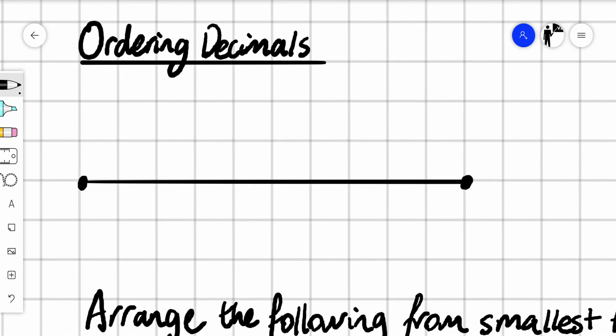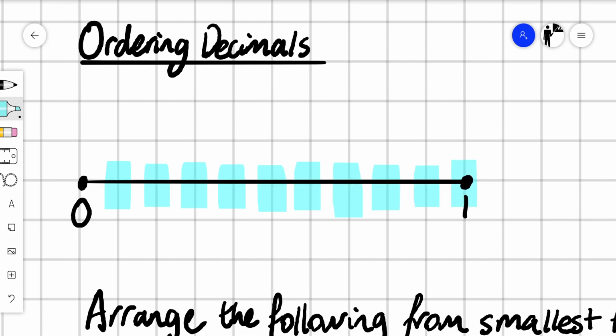So consider this number line here where on the left we've got 0 and on the right we've got 1. Hopefully you can see that we've got 10 spaces altogether. So what we've got here is 1 that has been split into 10 parts. That means that each of these individual parts represents 0.1. It might be helpful to identify what's halfway first. So 0.1, 0.2, 0.3. Here's 0.5.